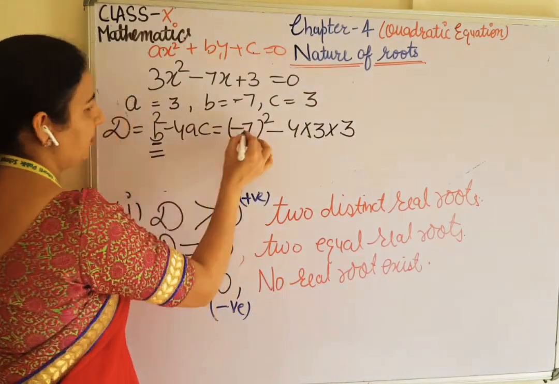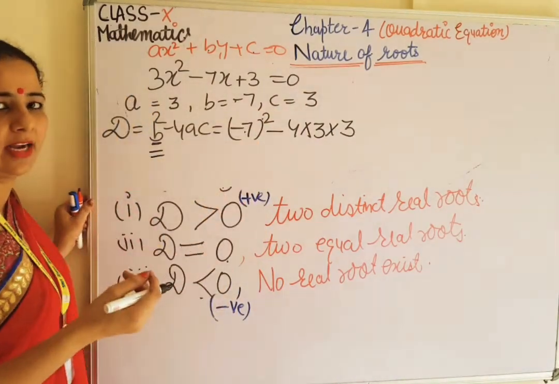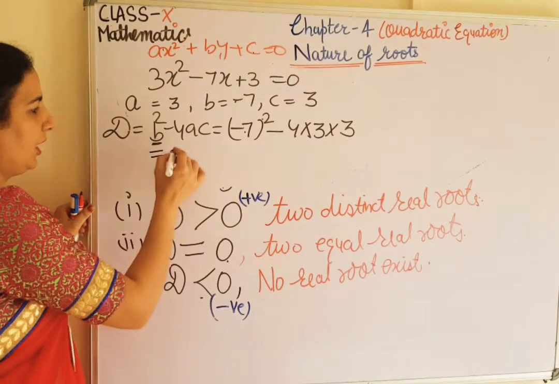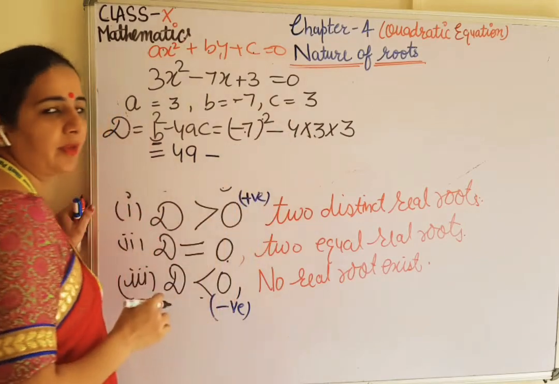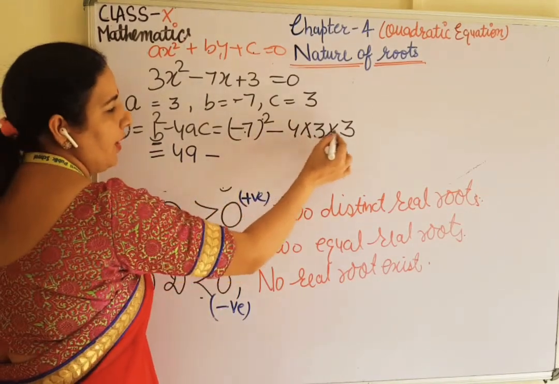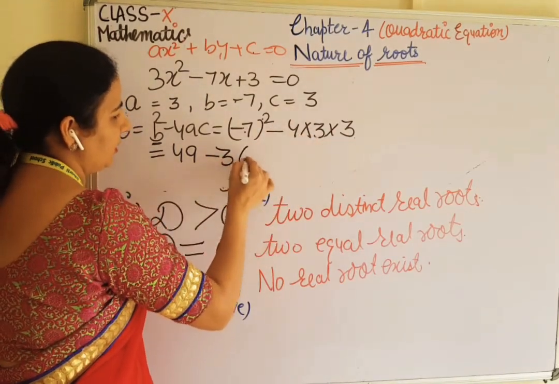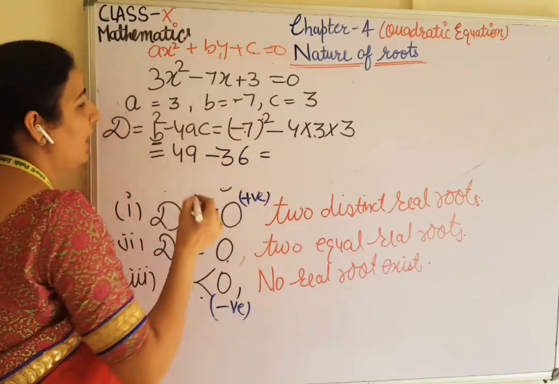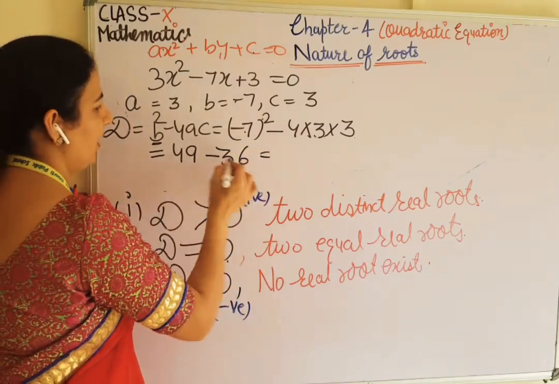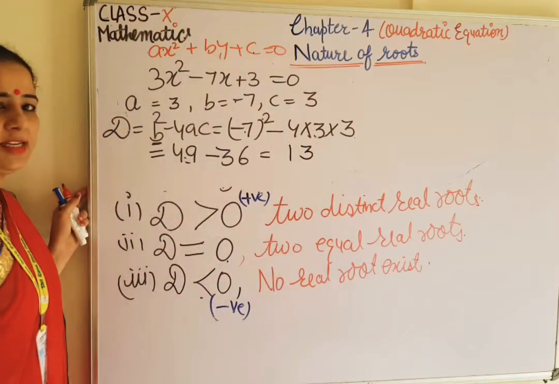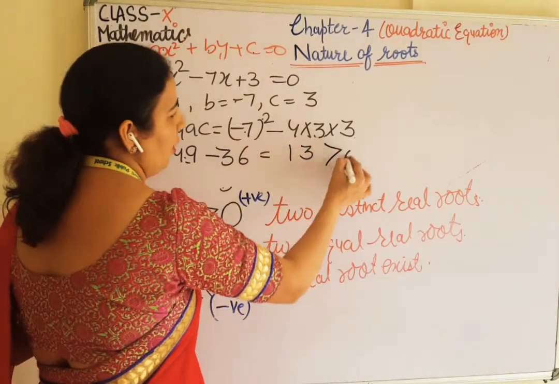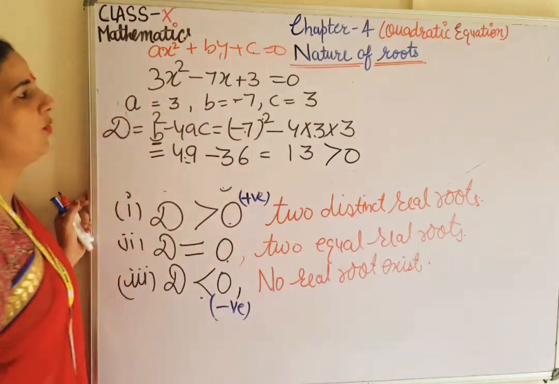Minus 7 whole square. Any positive number or negative number, the whole square will be positive. So it is 49 minus 4 threes are 12. 12 into 3 is 36. By chance it is again positive. Actually I want to take some negative value. So it will be 13. The answer is 13, which is greater than 0, and two distinct real roots exist.